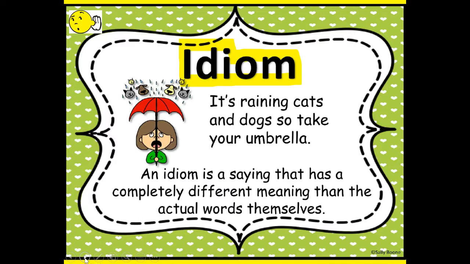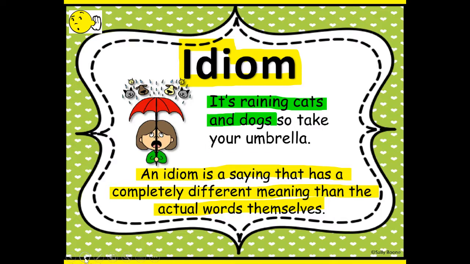Listen closely. Another type of figurative language is idiom. An idiom is a saying that has a completely different meaning than the actual words themselves. It's raining cats and dogs, so take your umbrella.